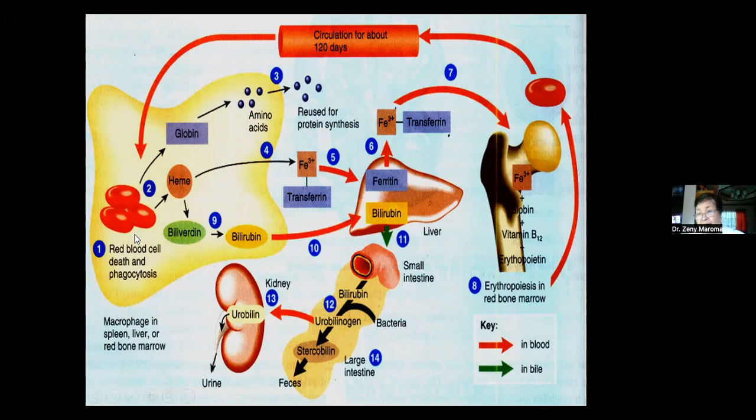The RBC is ruptured by the spleen. Kumbaga, si spleen ang nagtatanggal ng balat ng RBC. Okay? So after 120 days, the RBC is ruptured by the spleen. As a result, hemoglobin is set free. Hemoglobin will dissociate. Okay?